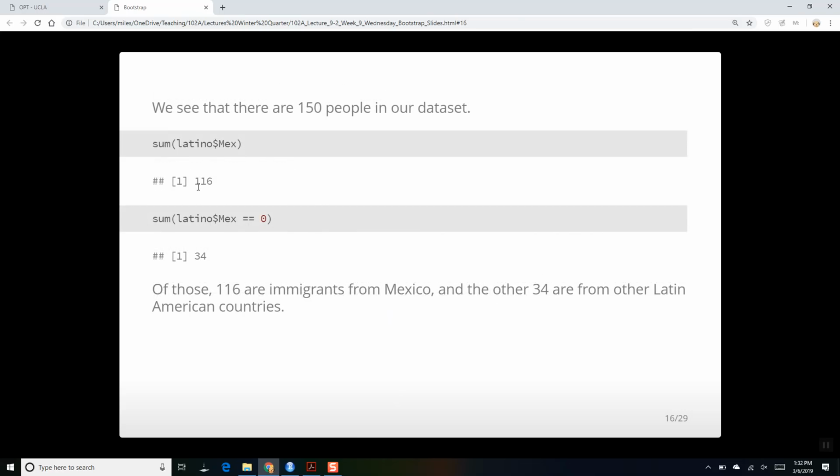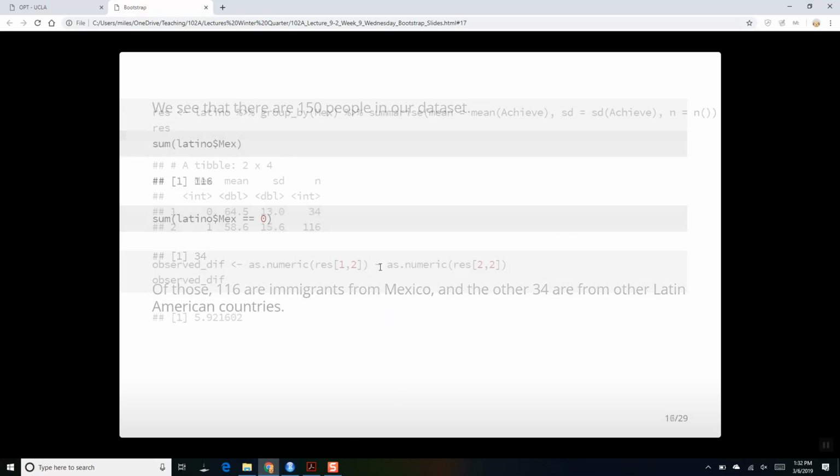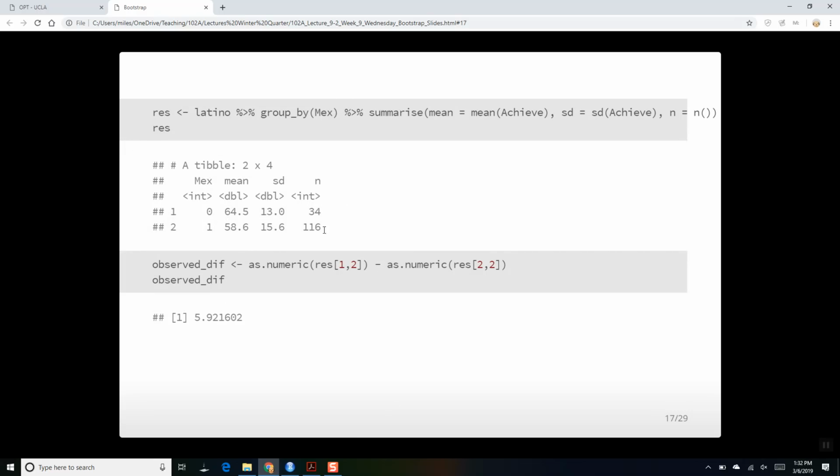And so if we look at our data set, we have 116 coming from Mexico, 34 coming from other countries. And we, again, look at our summary statistics. The mean is 64.5 and 58.6. And so the difference between the two means that we observed is 5.9, okay, 5.9.